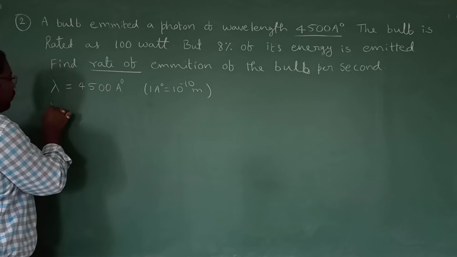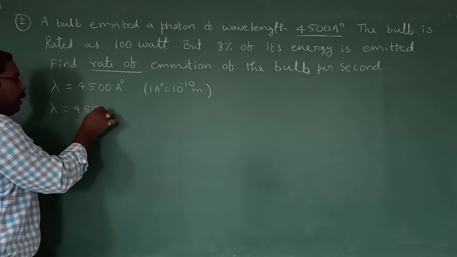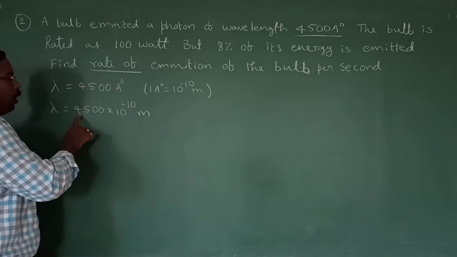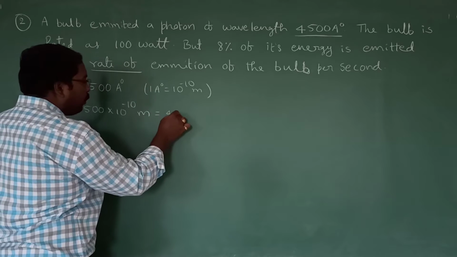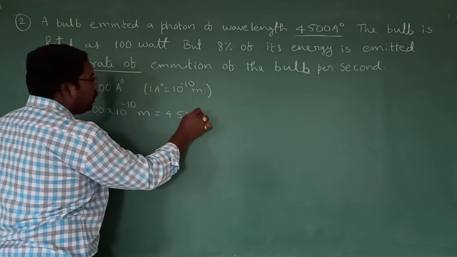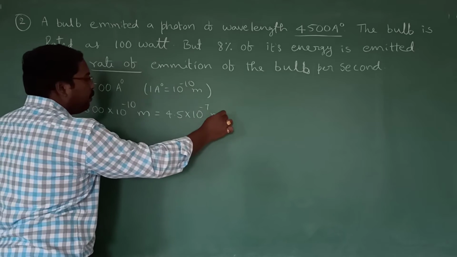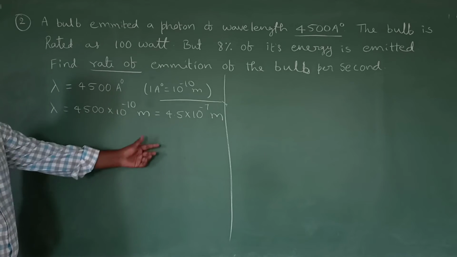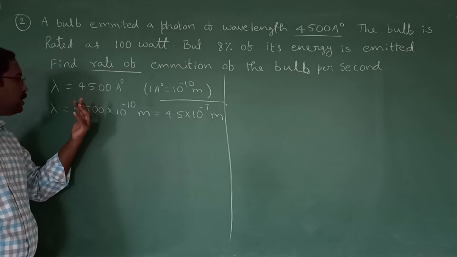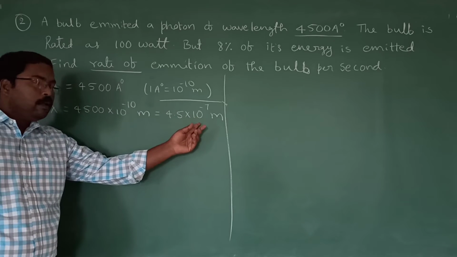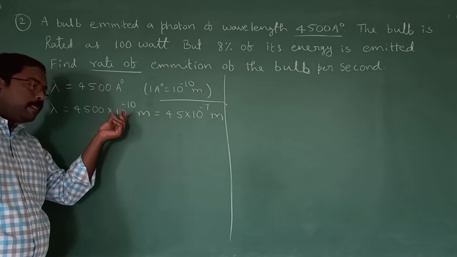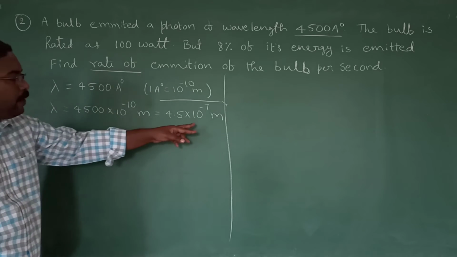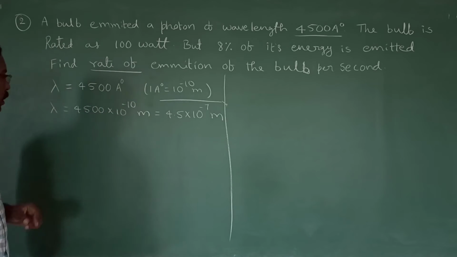So now wavelength is equal to 4500 into 10 to the power minus 10 meters. Okay? How much will it be? We can write it as 4.5 into 10 to the power minus 7 meters. Right. Understood? 4500 I have written as 4.5 into 10 to the power minus 7. So it means into 10 to the power minus 3 I have 10. So we got 4.5 into 10 to the power minus 7. It is in terms of meters.